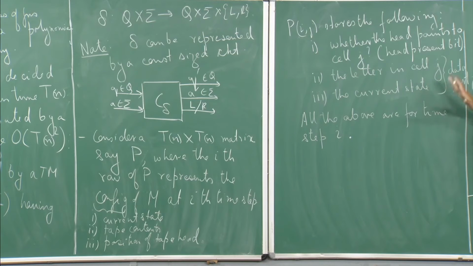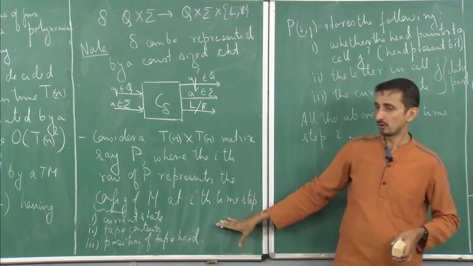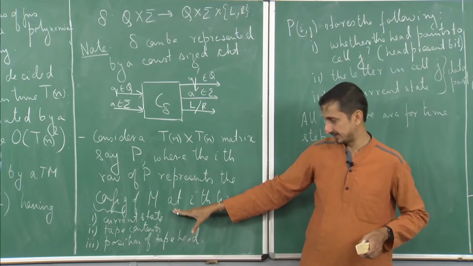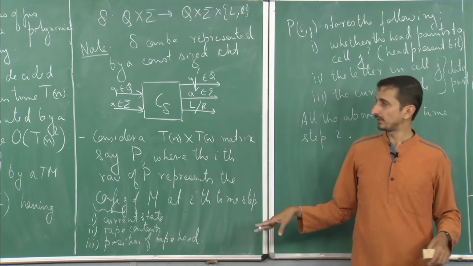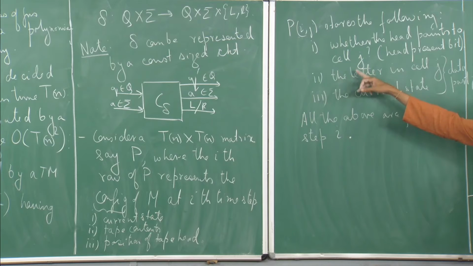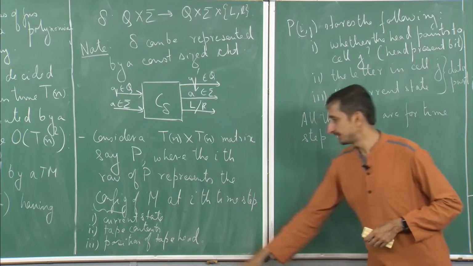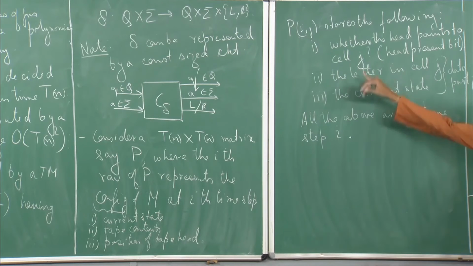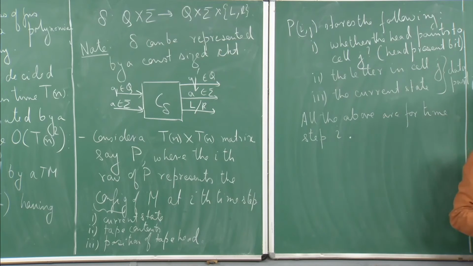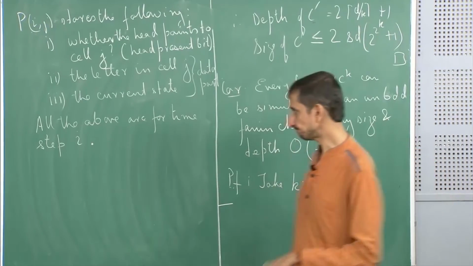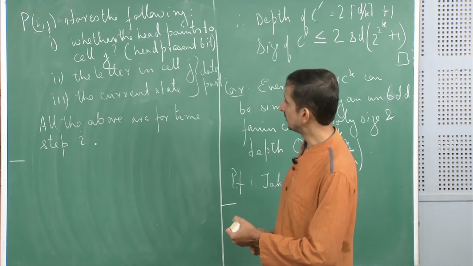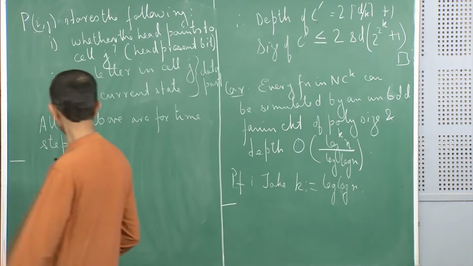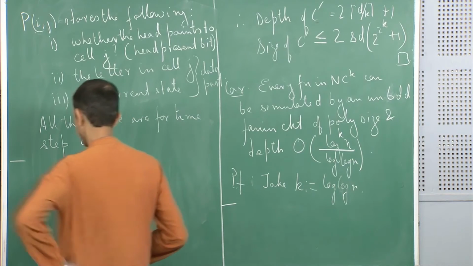And once we have stored this, note that this actually represents a configuration, because I have the current state. By looking at the entire row, I know the tape contents, and the position of the tape head is obtained by again looking at the entire row and seeing for which J the head present bit is set. Okay. So now we will see how we design a circuit.